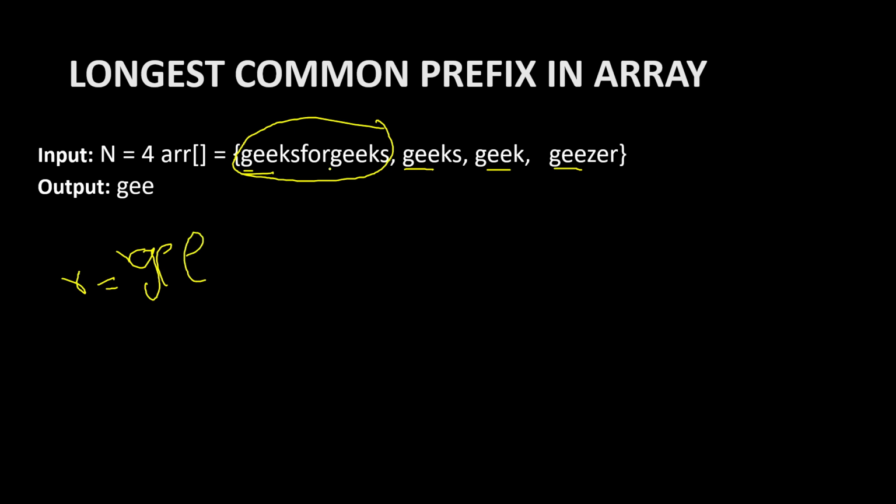Now coming to the K. K is present here and here, but it is not present in this part. So the one condition is that whenever the value doesn't match while iterating, we immediately break out of that loop.